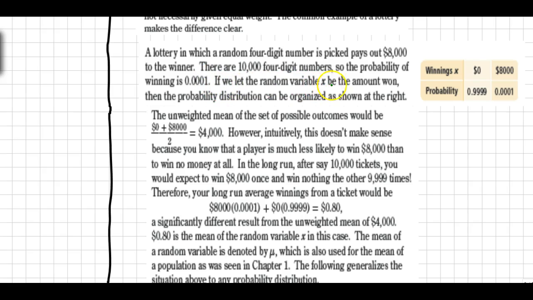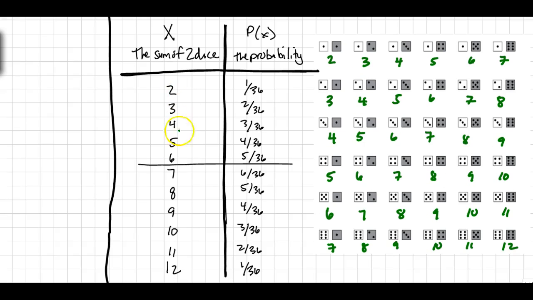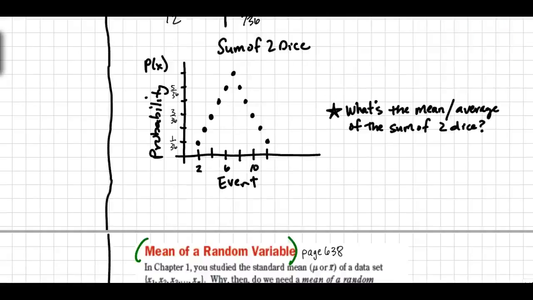If we let the random variable x be how much you win, then the probability distribution can be organized in the table at the right. Notice that this table is much smaller. It's also horizontal instead of vertical like on our previous one. The x is how much you win. You either win nothing or $8,000 when you play. And the probability is either 1/10,000th or its complement, 0.9999. So there's only two outcomes here, so our table is very small. On our previous example, we had a lot more outcomes, so we had a much larger table.